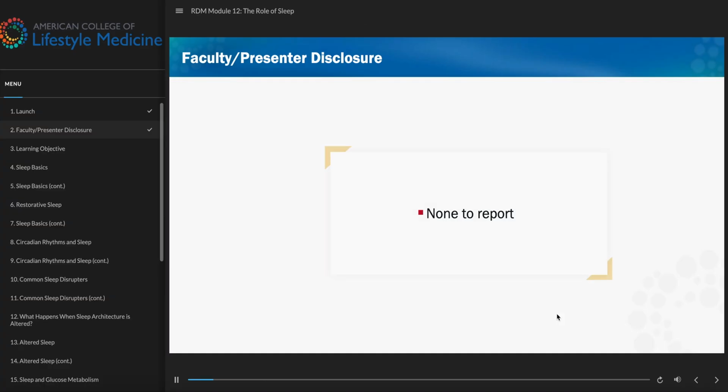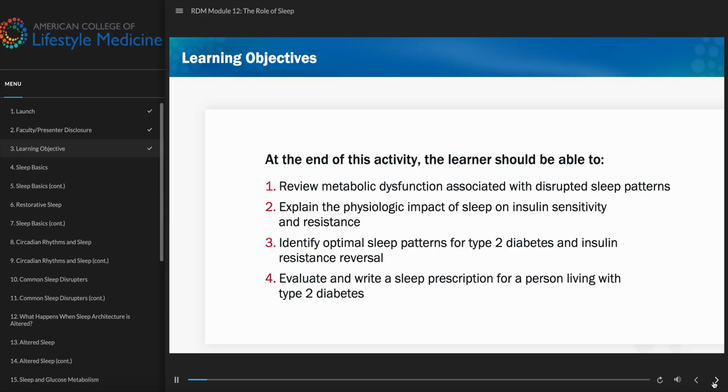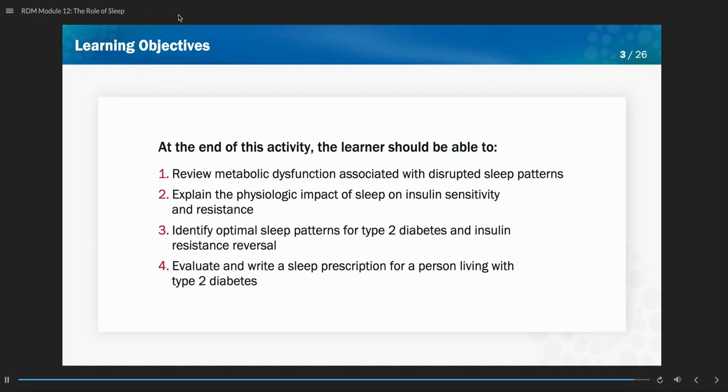Hello, I'm Dr. Scott. As disclosures, the learning objectives for this presentation will include reviewing the metabolic dysfunction associated with disrupted sleep patterns. We'll work through and explain the physiologic impact of sleep on insulin sensitivity and resistance, identify optimal sleep patterns for type 2 diabetes and insulin resistance reversal, and finally, we'll go through the information necessary to evaluate and write a sleep prescription for a person living with type 2 diabetes.